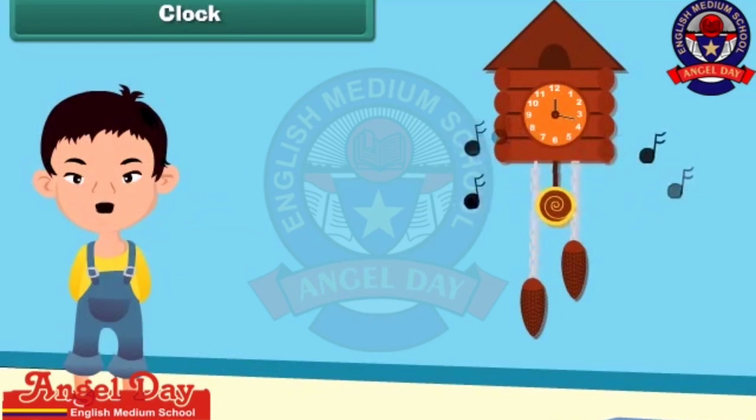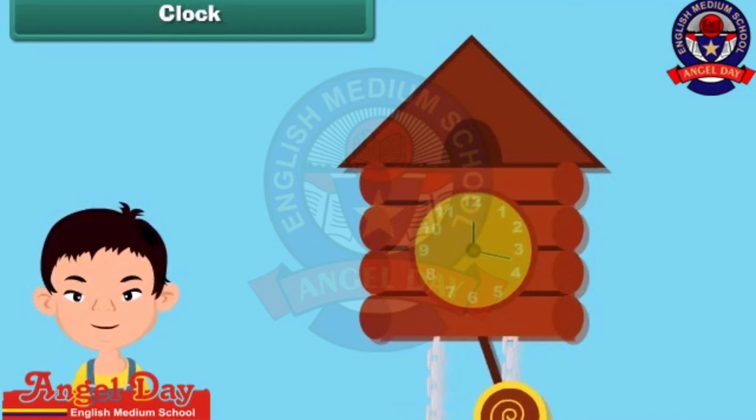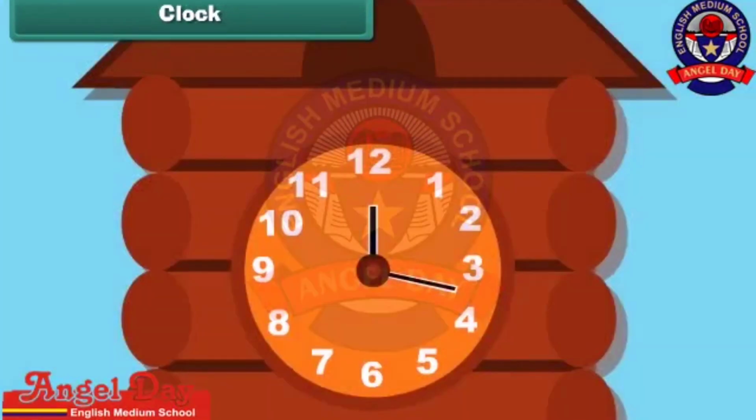The clock tells us the time. There are 12 equal divisions in a clock. They are named as 1, 2, 3, 4, 5, 6, 7, 8, 9, 10, 11, and 12. The clock has two hands. The longer hand is the minute hand, whereas the shorter hand is the hour hand. The hour hand tells about the time in hours, while the minute hand tells about the time in minutes.